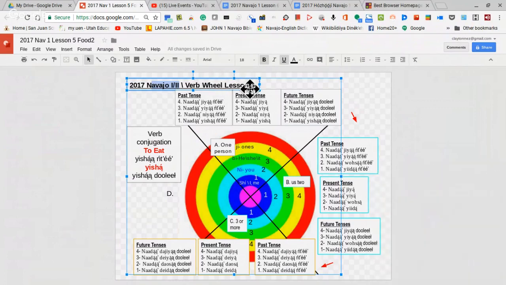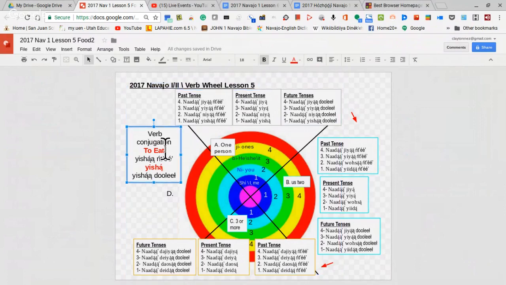Okay, so this is a verb wheel for lesson 5. And as you remember, lesson 5 had to do with to eat. Yishang. That was the main thing, Yishang. That's one person, Yishang. Today we'll learn how to make this present tense verb, and it's right here. And I added nadam because we used nadam before. Nadam is corn, okay? Corn, nadam.